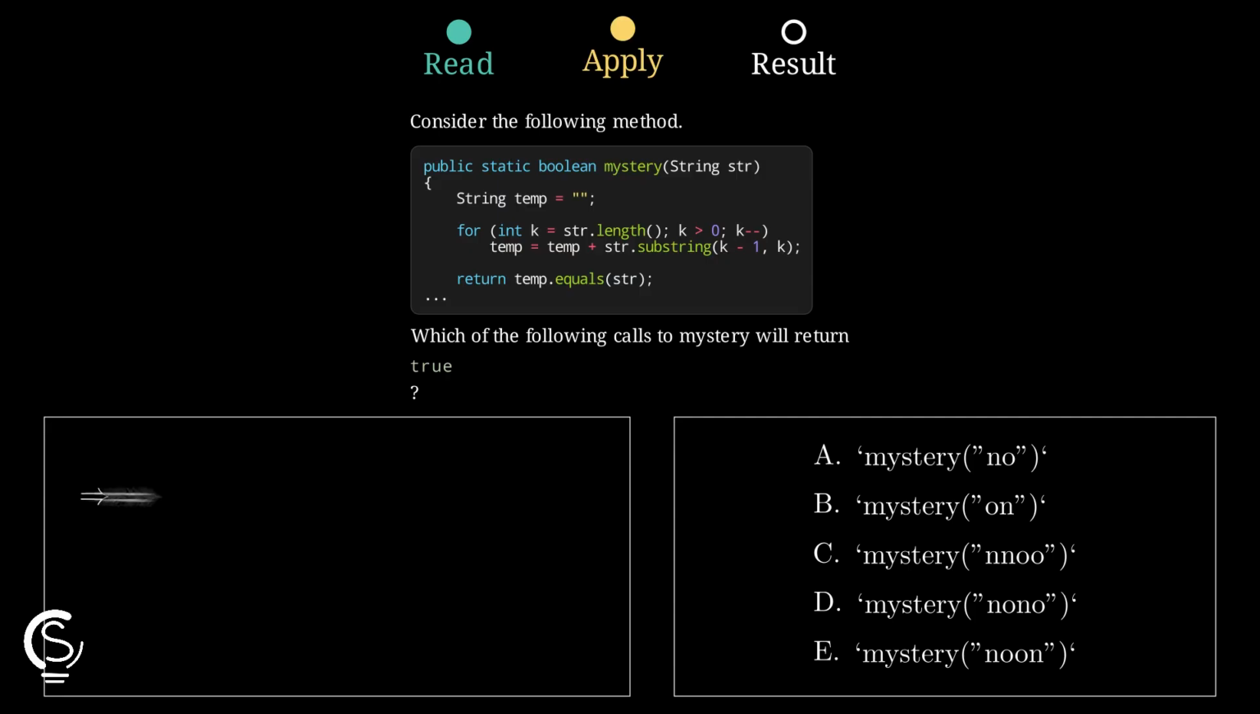Next, the method checks if this new reverse string is equal to the original input. This means the code is testing to see if the word is a palindrome that reads backwards.